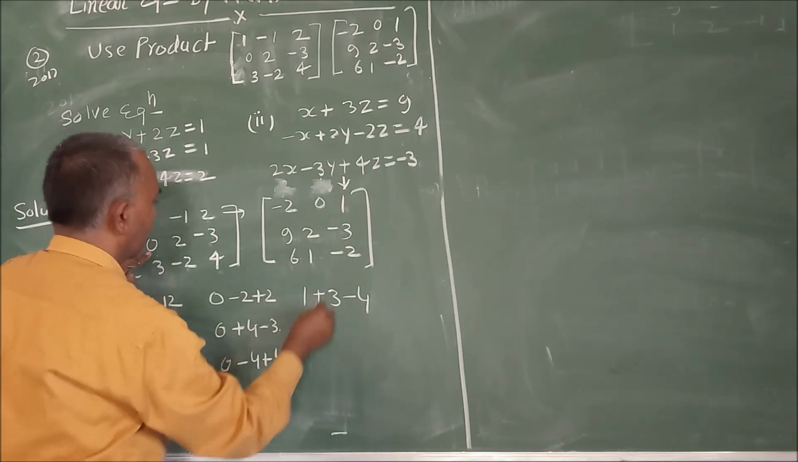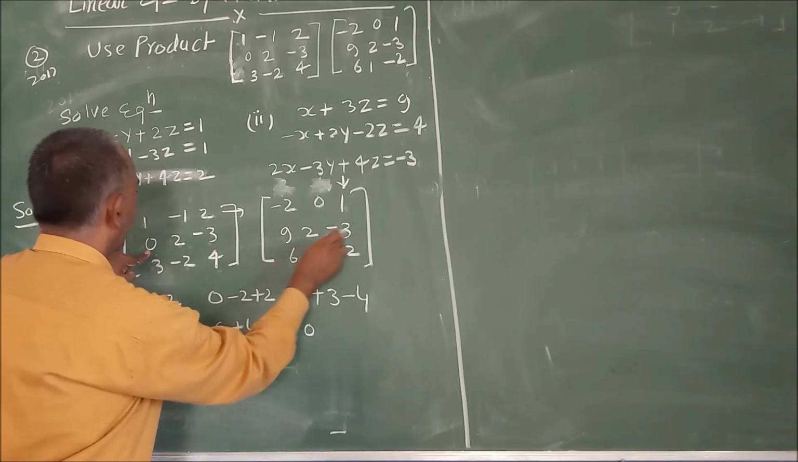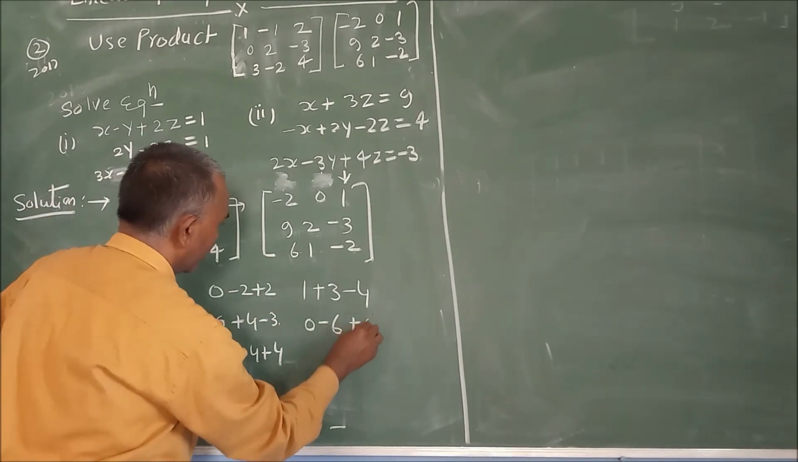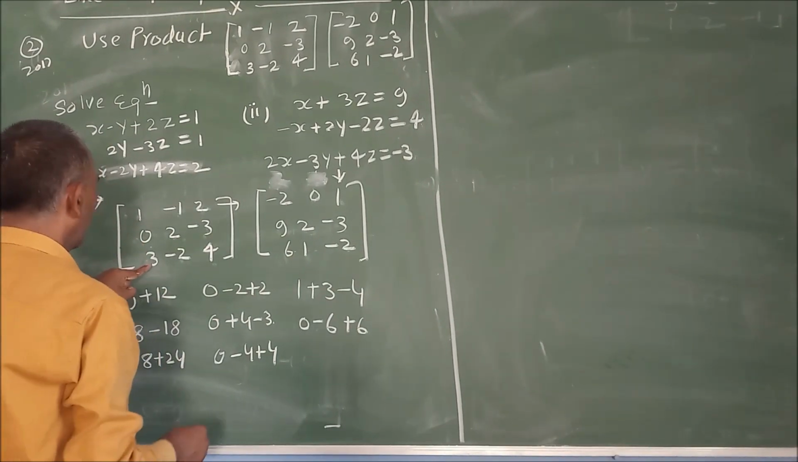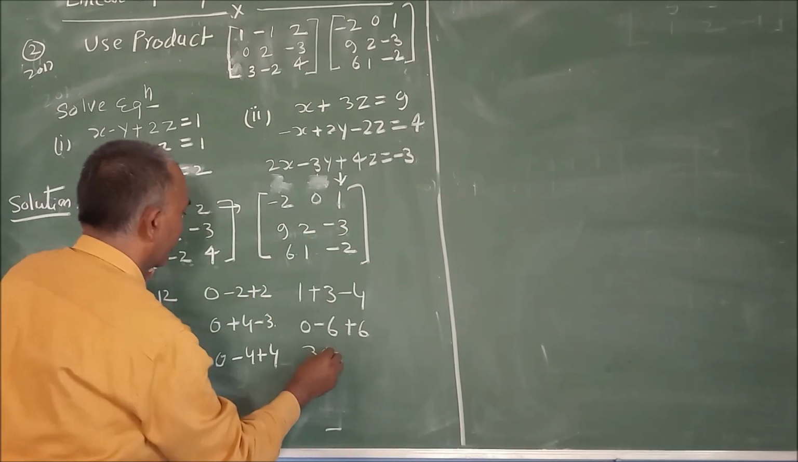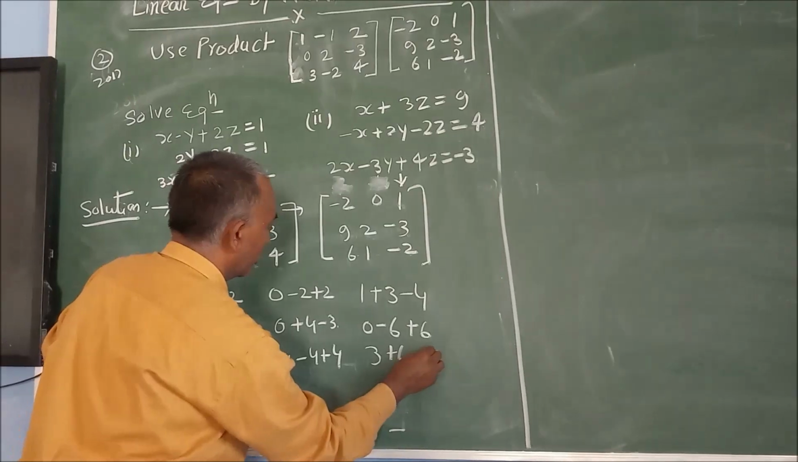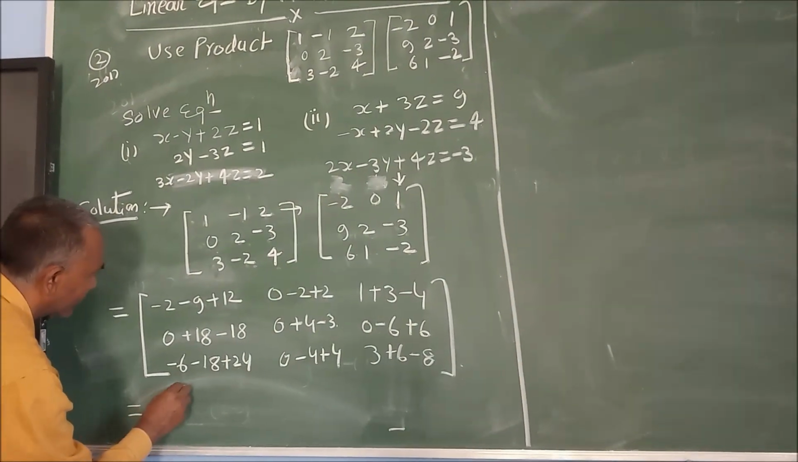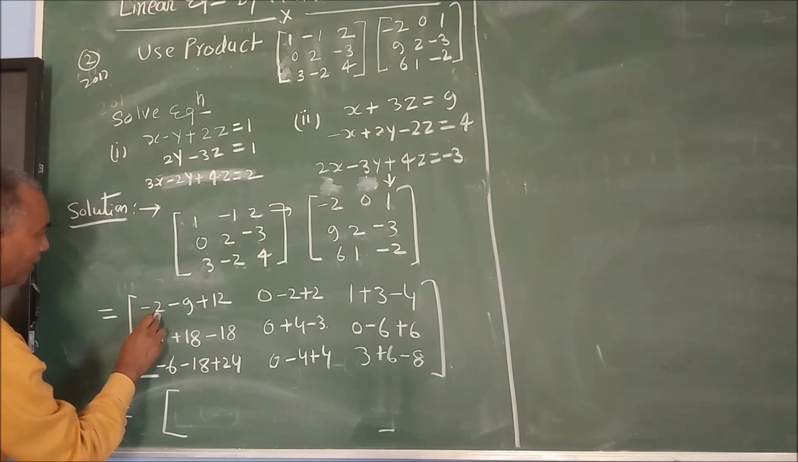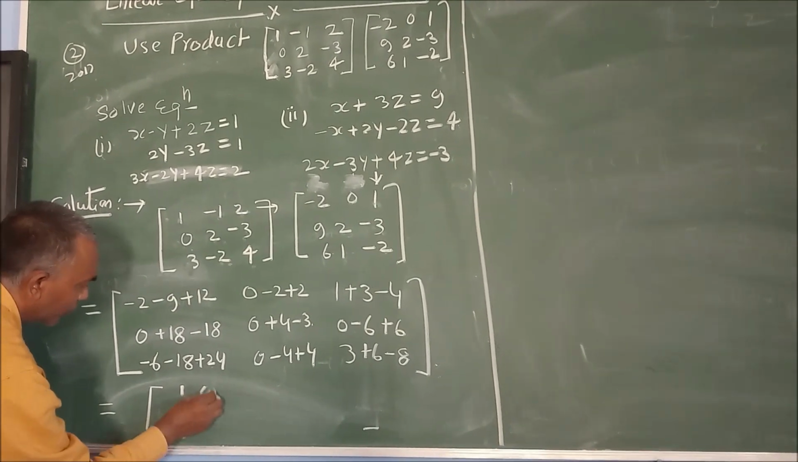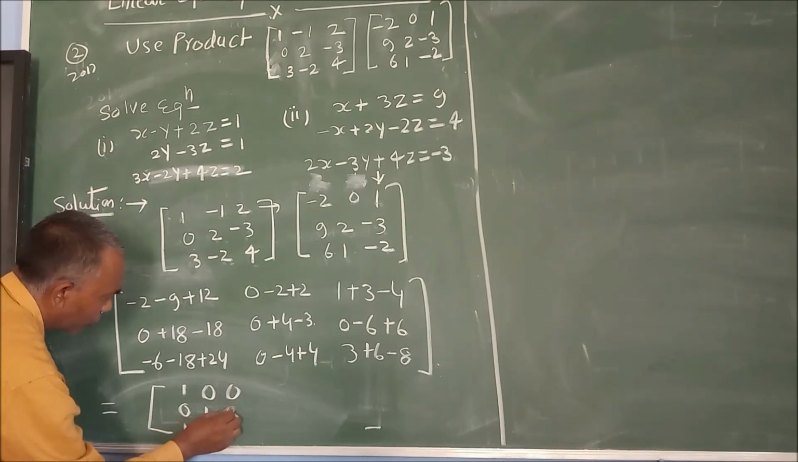So 0 into 1, 0, 2 into minus 3, minus 6, and minus 3 into minus 6, this is your plus 6, and after that 3 into 1, 3, minus 2 into 3, plus 6, and 4 into 2, plus 8. So solving, see here, this becomes 1 0 0, 0 1 0, 0 0 1.